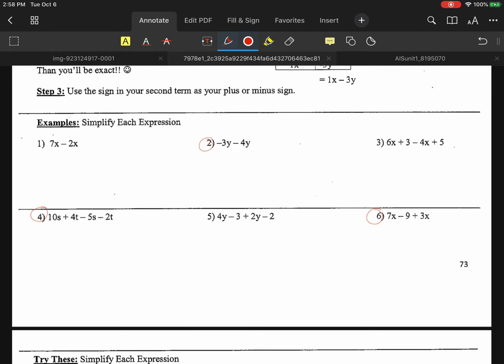So the example says, simplify each expression. So I look and I see that these both have y's. So I'm going to use the same shape. I'm going to use squares here. So I'm going to put a box around my minus 3y and then a box around my minus 4y. I look inside each of those boxes and I have a minus 3 and a minus 4. Same, add, different, subtract. My signs are the same, I add. 3 and 4 make 7. When the signs are the same, I add and keep the sign, so I now have a negative 7y.